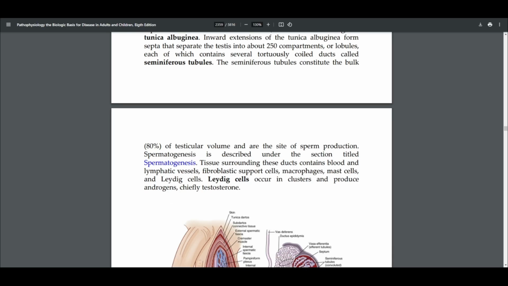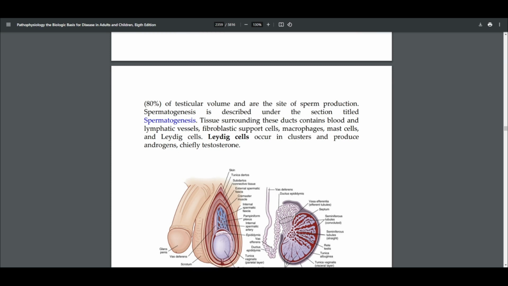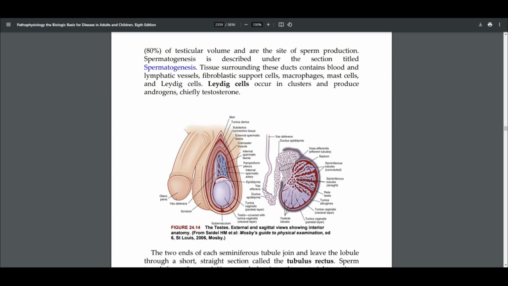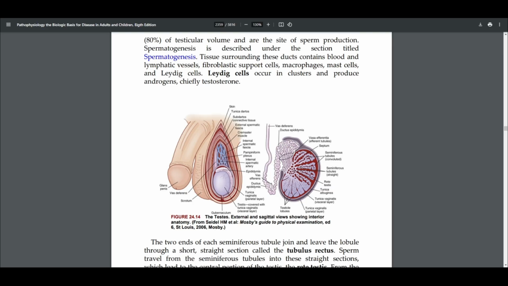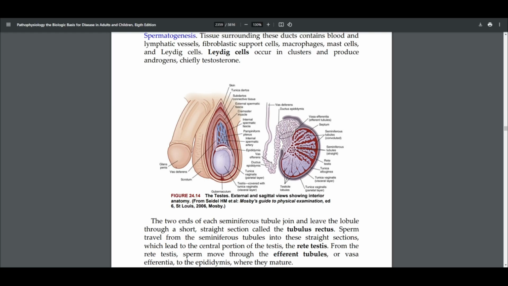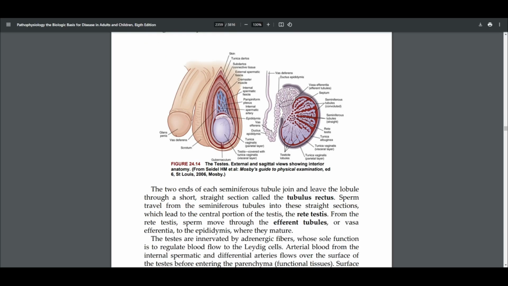Tissue surrounding these ducts contains blood and lymphatic vessels, fibroblastic support cells, macrophages, mast cells, and Leydig cells. Leydig cells occur in clusters and produce androgen, chiefly testosterone. So here you're taking a look at the testes. Again, a good spot to hit pause if you need to review.